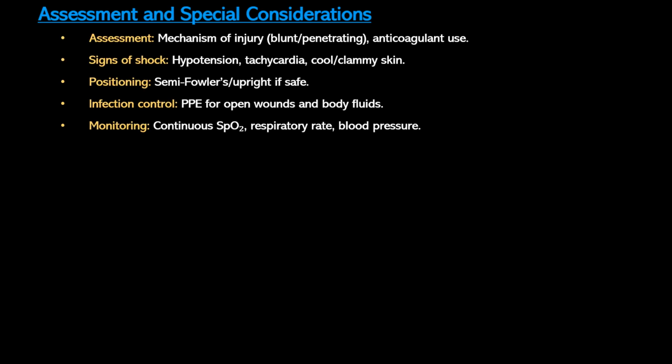During assessment, identify the mechanism of injury, such as blunt or penetrating trauma, and ask about anticoagulant use, which increases bleeding risk. Monitor for signs of shock, including hypotension, tachycardia, and diaphoresis. Position the patient in a semi-Fowler's or upright position if it's safe to improve lung expansion and ease breathing.